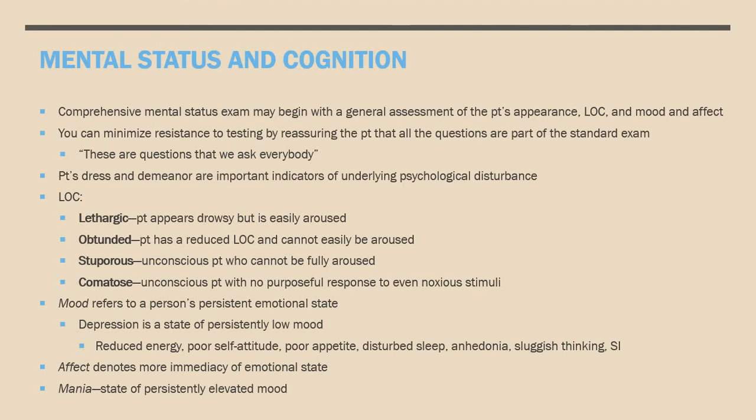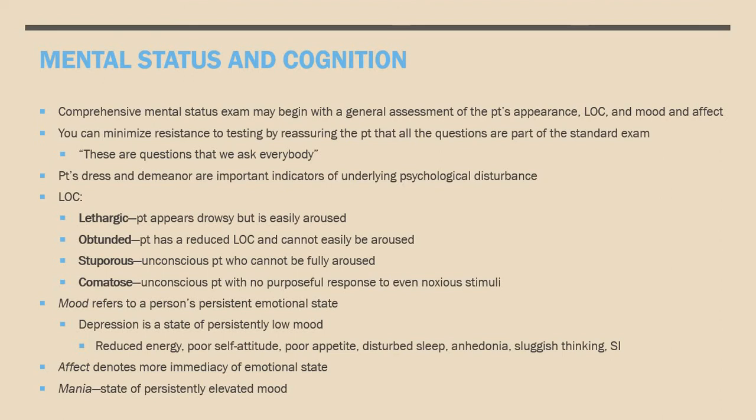Now, a stuporous patient, that's going to be someone that's unconscious and they can't ever be fully aroused back to A&O4 status, that sort of thing. Think of someone that maybe has like a motor function of 4 on your GCS score. Now, a comatose patient, think of those as your GCS 3. They're going to have no purposeful response even to your painful stimuli.